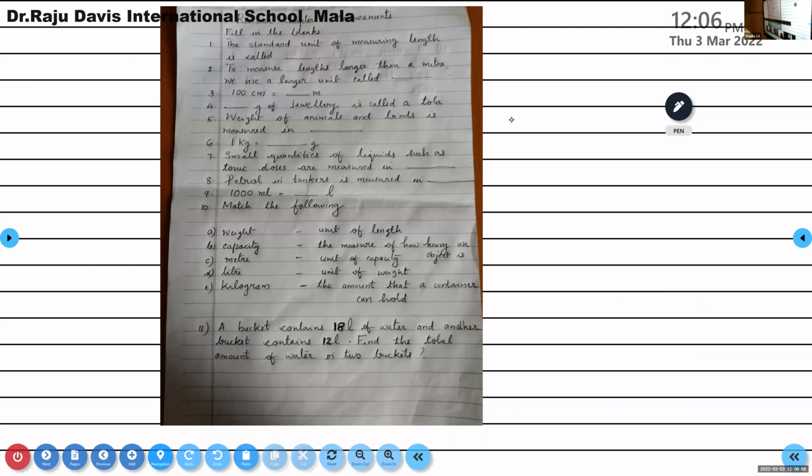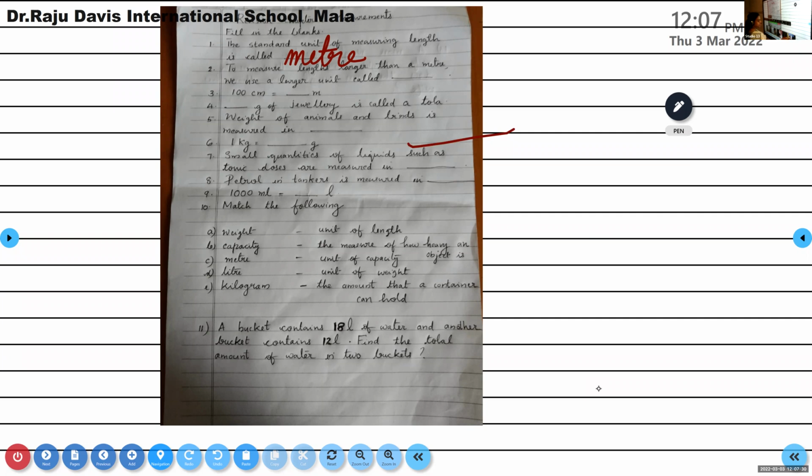The standard unit of measuring length is called dash. Ansel, what is the answer of the first question? Meter. Yes, the standard unit of measuring length is called meter. So those who did not write the answer, you can write now. The standard unit of measuring length is called meter.